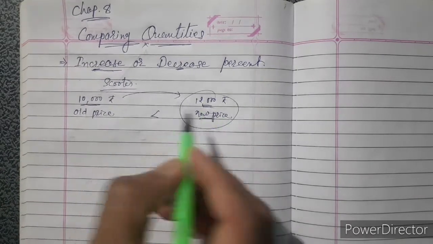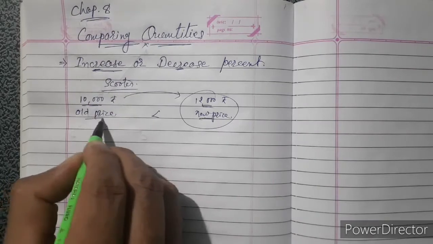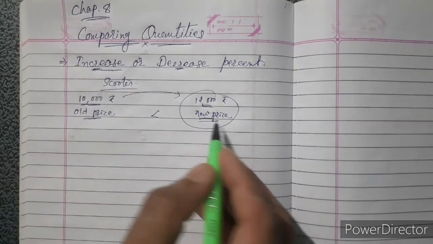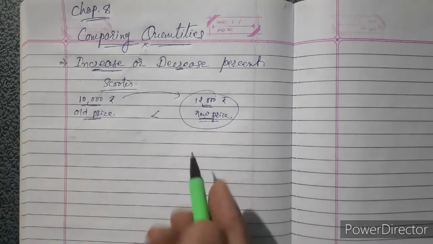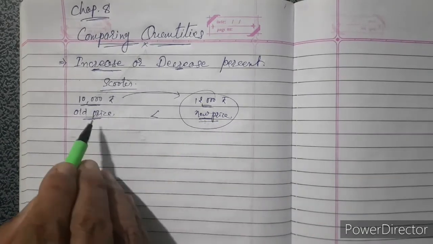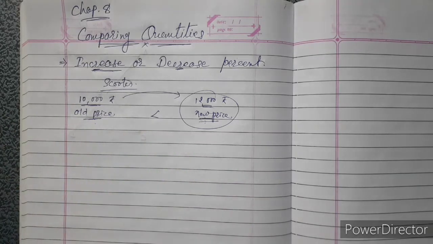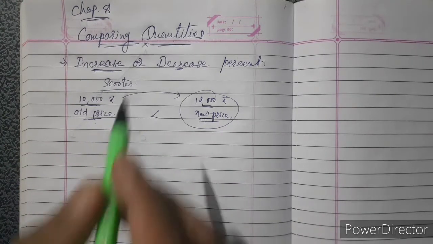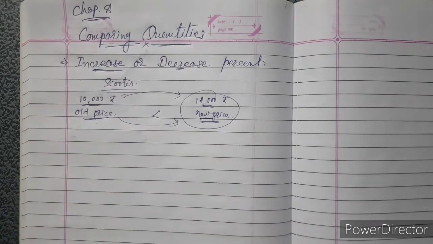Sometimes what happens, it decreases. So if the old price is less than the new price, means the new one is more than the older one, that time the price is increased. And if the new price is less than the older one, that time the price is decreased, that is lower. Okay, so that is increasing and decreasing price, old price and new price.